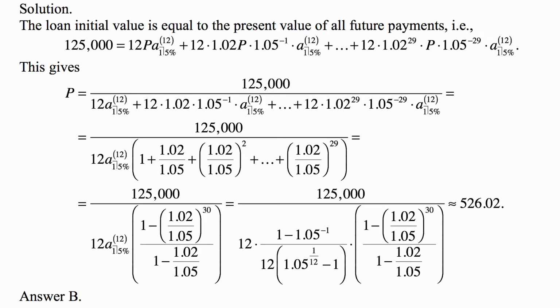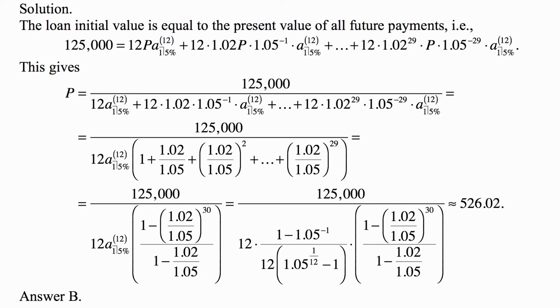This is a partial sum of a geometric series, and so it's of the form 1 plus r plus r squared up to r to the n minus 1. So it's equal to 1 minus r to the nth over 1 minus r. So in this case, 1 minus 1.02 over 1.05 to the 30th over 1 minus 1.02 over 1.05.